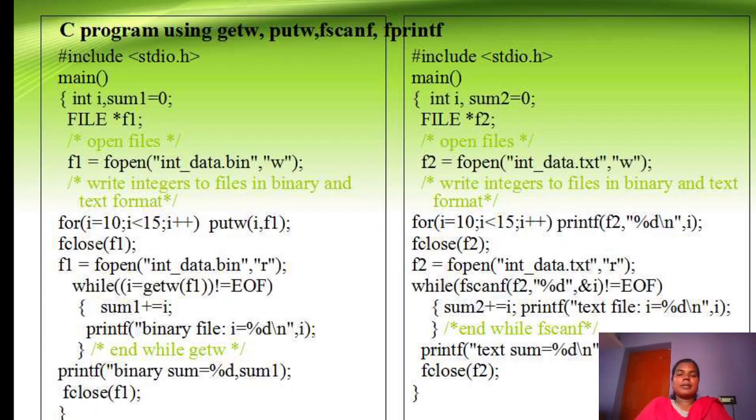Then open the file, f1 is equal to fopen intdata.bin in read mode. Then while i is equal to getw of f1 is not equal to EOF, that means this while loop ensures the end of the file is not reached. Then sum1 plus equal to i. Then printf binary file i is equal to %d comma i. Then closing brace. Then printf binary sum is equal to %d comma sum1. Then fclose of f1. Then closing the main.